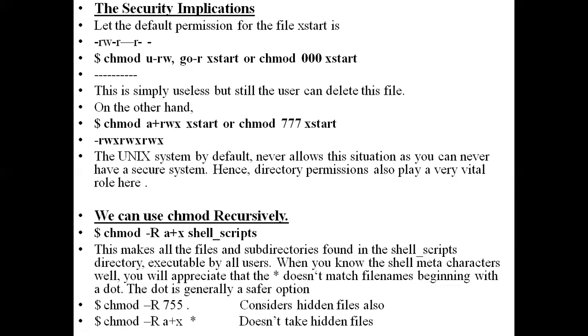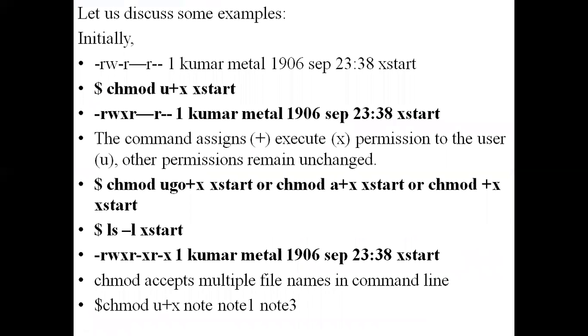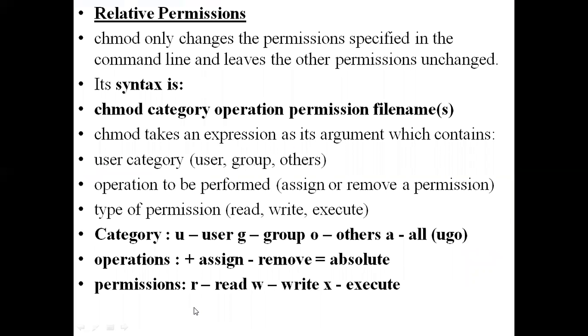So these are the things you need to remember with respect to using the chmod command recursively. So this completes how you can change file permission. You can check what the default file permission is using the umask command. If you want to change the file permission, there are two ways: relative and absolute manner.